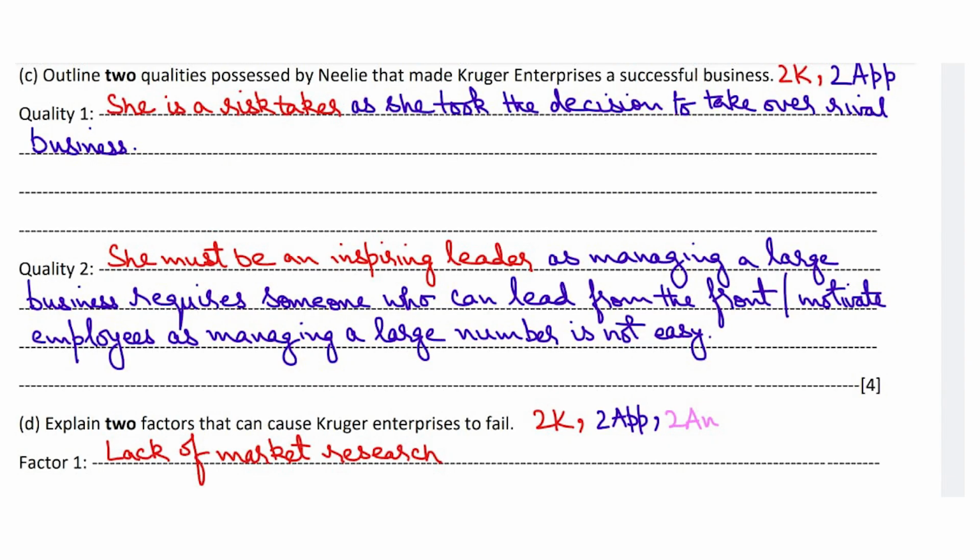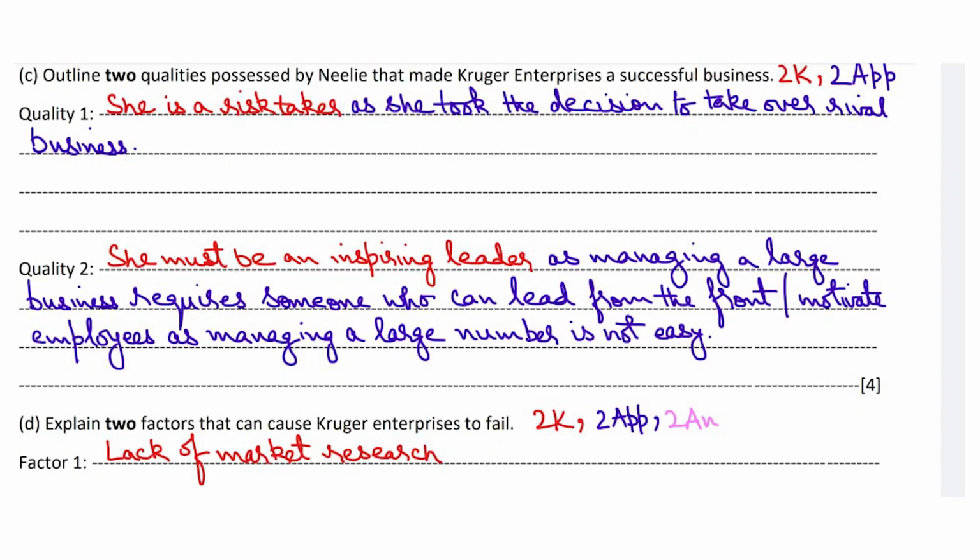Yes, explain is the command word, and whenever this command word is there at the start of the question, 3 objectives come into play: knowledge, application and analysis, as I explained in the earlier video. So now for 2 factors, there are 2 marks for knowledge, 2 marks for application and 2 for analysis.